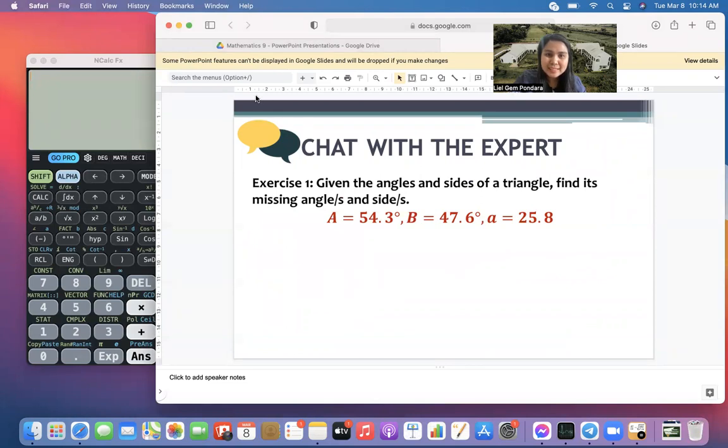Now in this exercise, we have the given. Angle A is 54.3 degrees. Angle B is 47.6 degrees. And side A is 25.8.